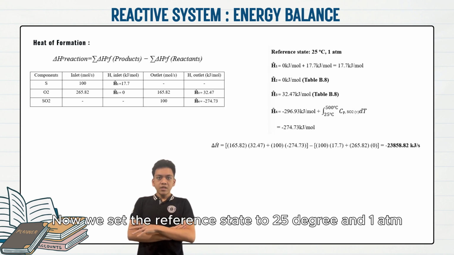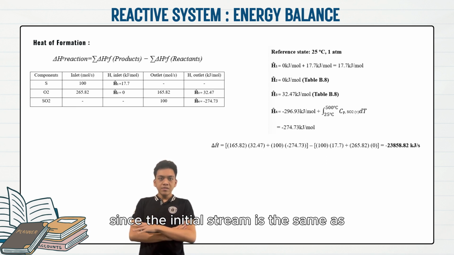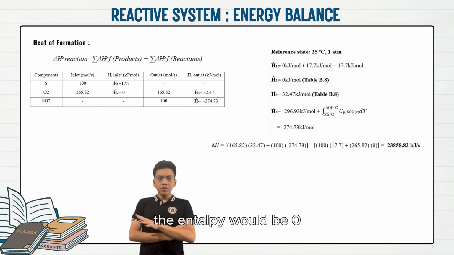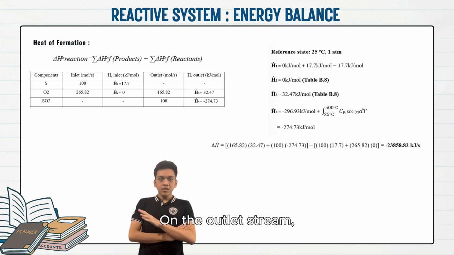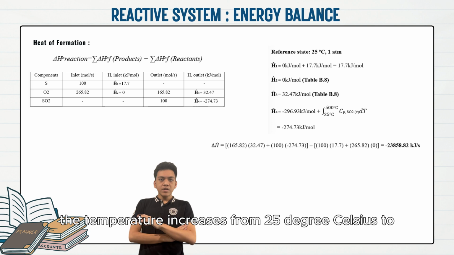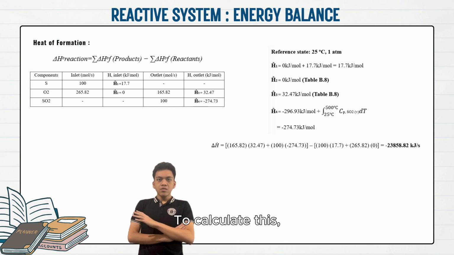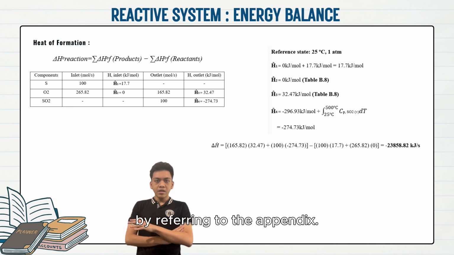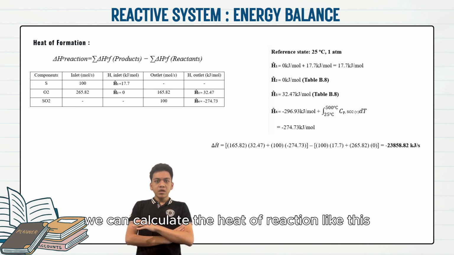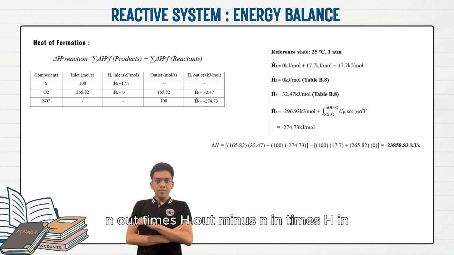Now we set the reference state to 25 degrees and 1 atm. Since the initial stream is the same as the reference state, the enthalpy would be 0. But since we chose heat of formation, we must add its heat of formation value respectively. On the outlet stream, the temperature increases from 25 degrees Celsius to 500 degrees Celsius. To calculate this, we must use the integral of the specific heat capacity of SO2 by referring to the appendix. After we get all the enthalpies, we can calculate the heat of reaction like this: N out times H out minus N in times H in, and then we get the final value.